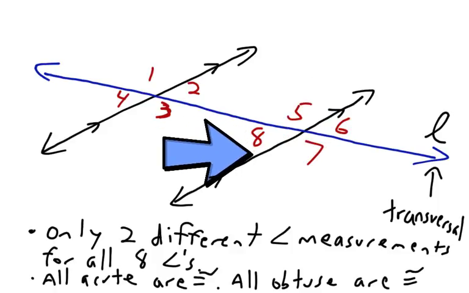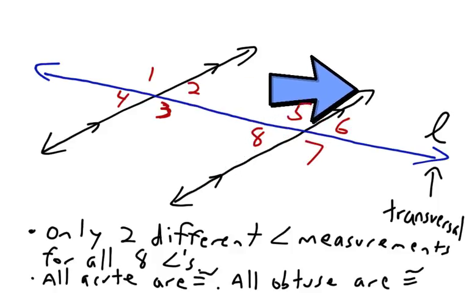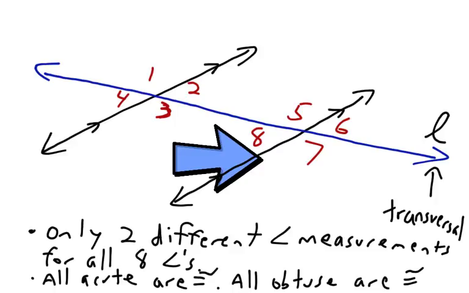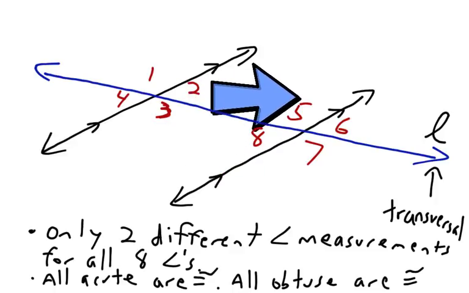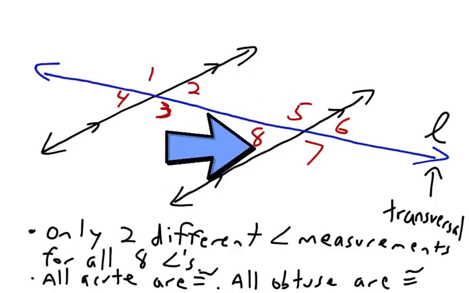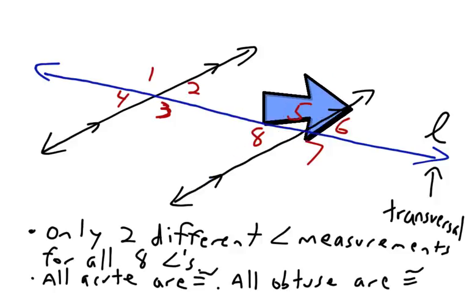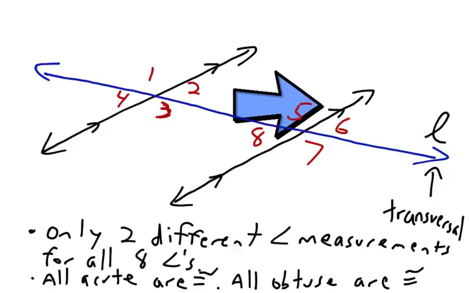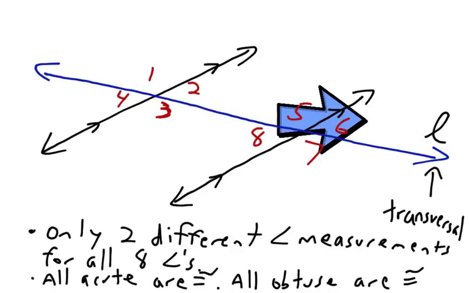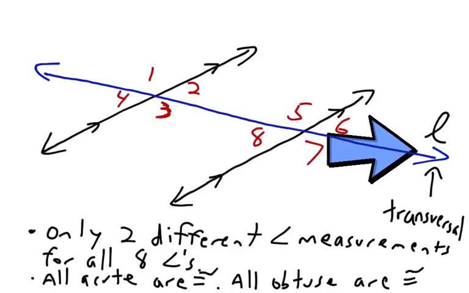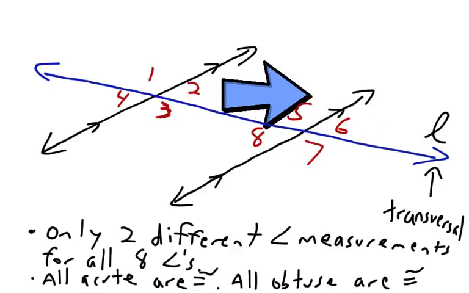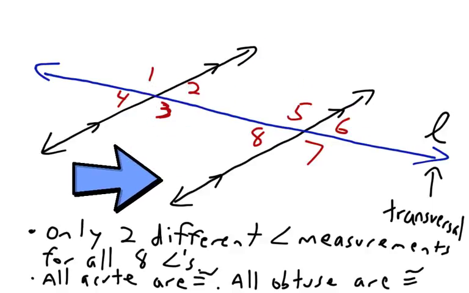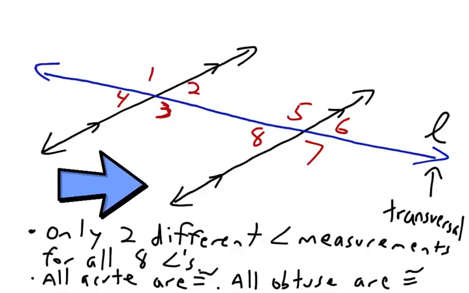What other rules did we learn? If they make a straight line, they are what? Supplementary. Look at angle 8 and angle 5. They make a straight line, so they are supplementary. That means they add up to 180. 5 and 6, they make a straight line, or a straight angle, so they add up to 180. So see, once you find one, you can find them all.